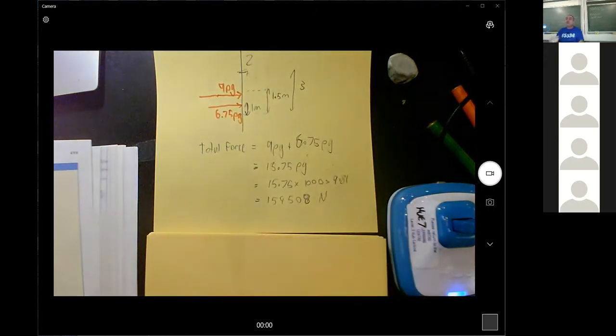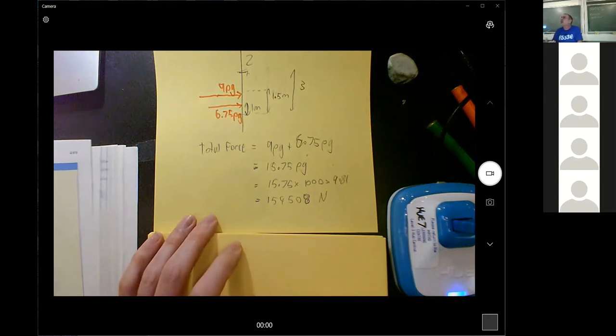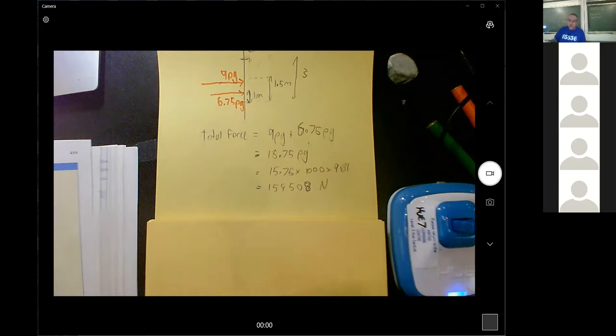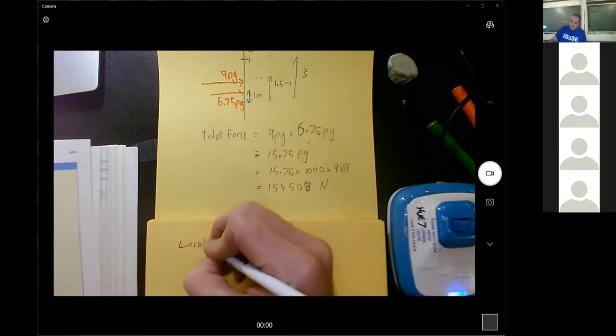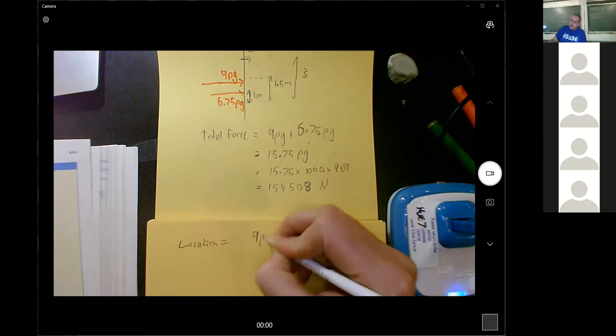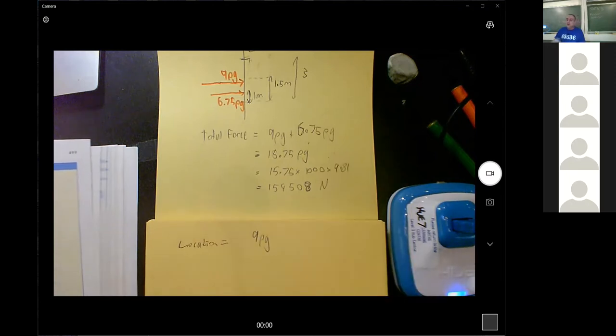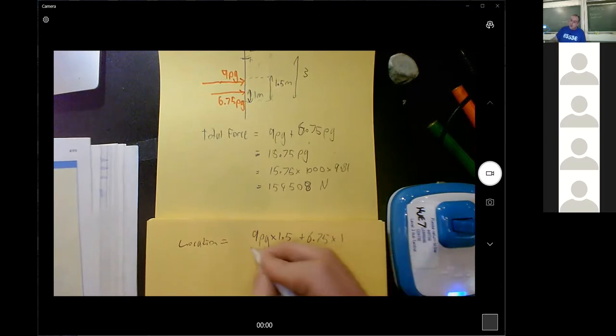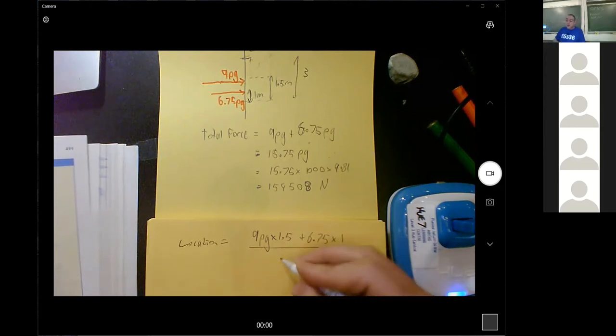I could actually just do the literal location from the top of the water. I think that's probably what they want. But they didn't specify how to tell them the location, so I'm going to say from the bottom of the gate as my location. So I've got 9 rho g newtons at a distance of 1.5 up. I've got 6.75 newtons at a distance of 1 up. And when I average those two across the total amount of newtons, that should give me the location.